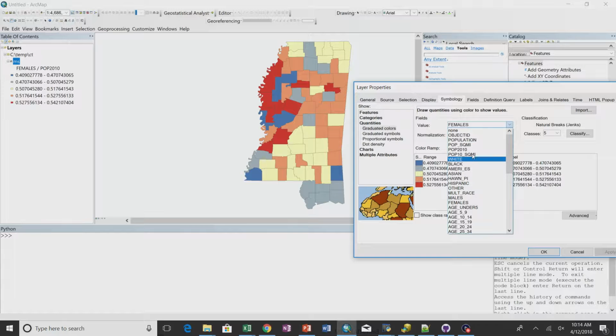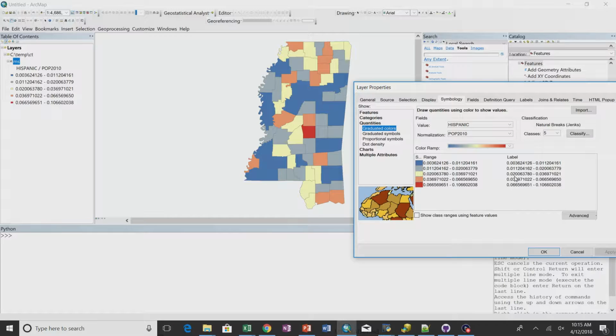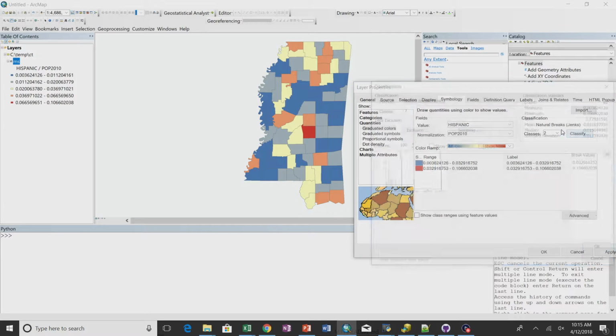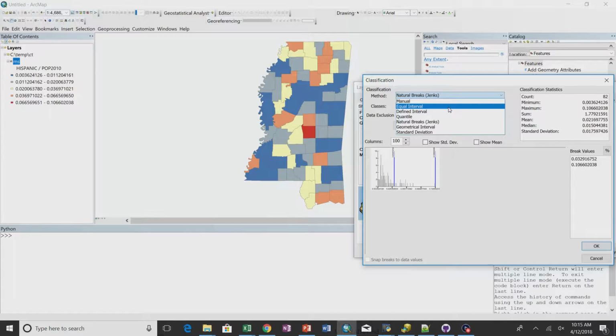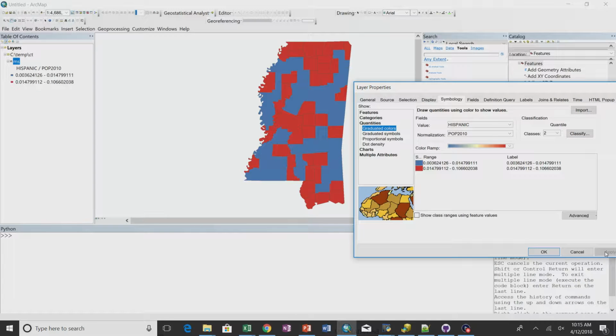That might be something that people are actually studying, the demographic change associated with that. And so if we divide that into two categories, let's see if it's more clustered. I'm going to say two categories of quantile. That way they'll have exactly the same number in each class. All right. So we're going to see if that pattern is considered clustered or not clustered.